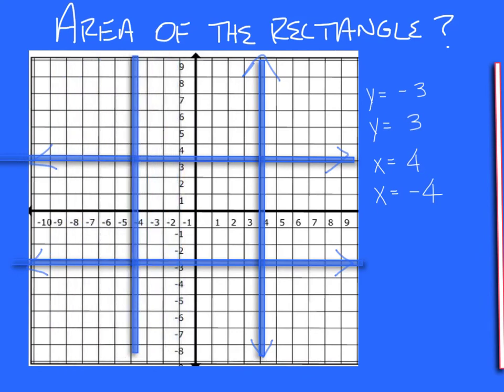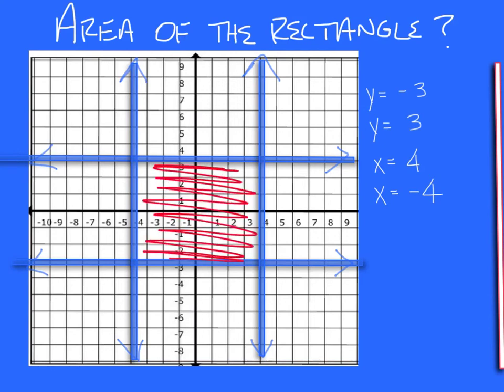1, 2, 3, 4. There it is. And we have to find the area of the figure inside here. Notice that it's going to have 1, 2, 3, 4, 5, 6, 7, 8 for a length, and then a height of 1, 2, 3, 4, 5, 6. The area of a box is 8 times 6, which is 48.